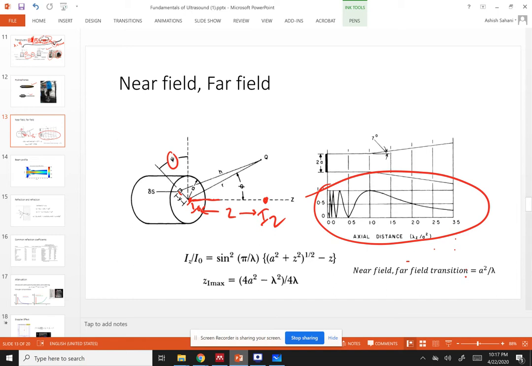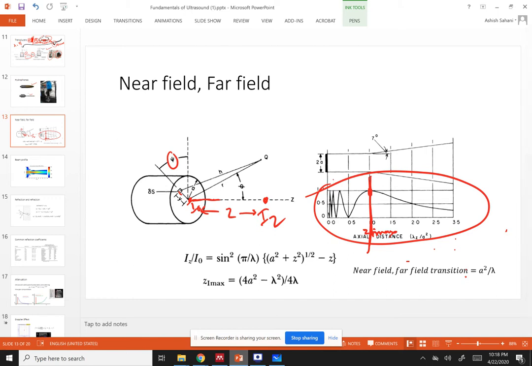This is the last peak, and this is the z at which the last peak occurs, after which there are no more peaks or valleys. So this is your z max. This occurs at a distance of (4a² − λ²) / 4λ. This point is important in terms of the transducer.